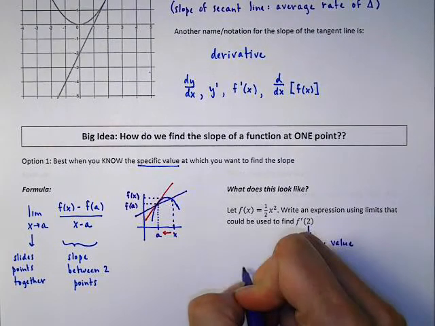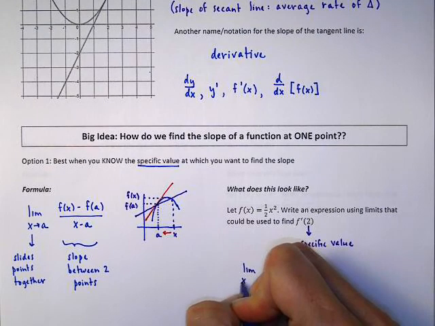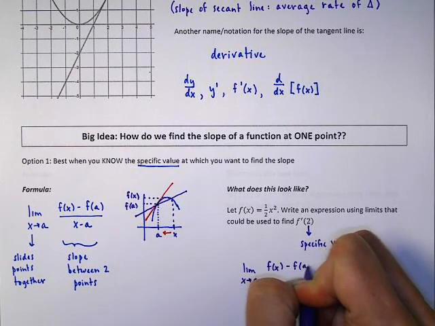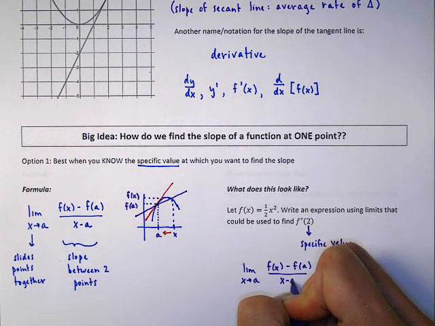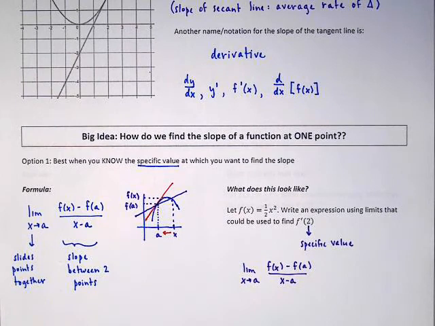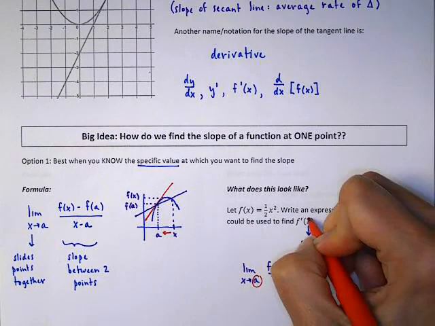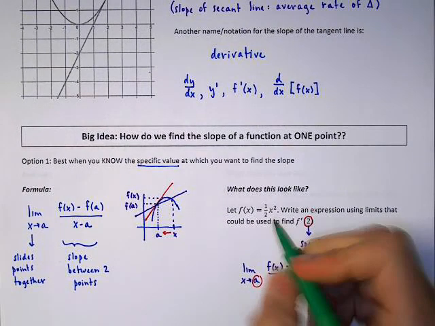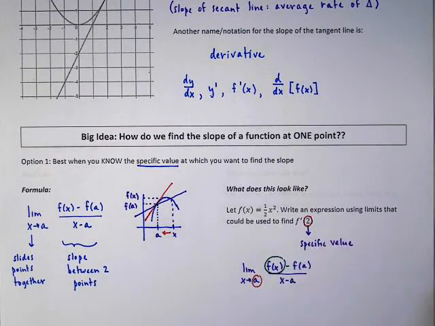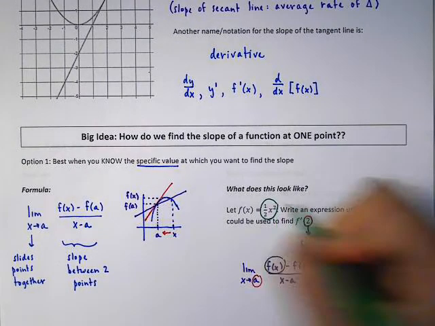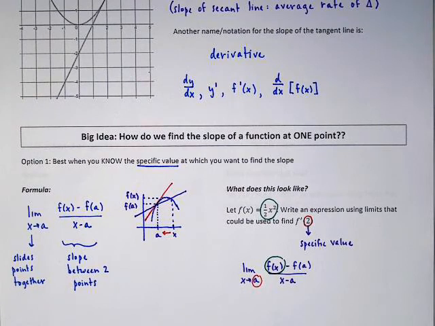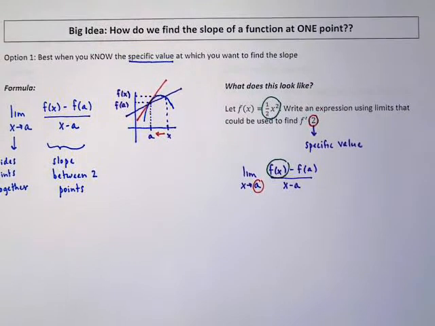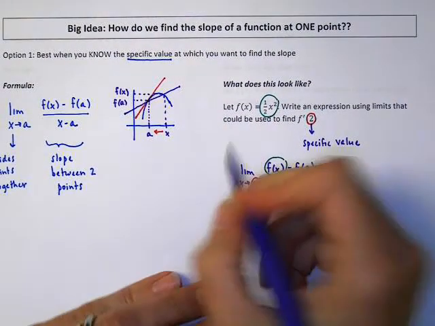We're going to use this formula. The limit as x approaches a of f of x minus f of a over x minus a. Now in this case, our a is this value of 2, and our f of x we can fill in with our function 1/2 x squared. So now I'm going to rearrange my camera so you can see this. Sorry about the jump.